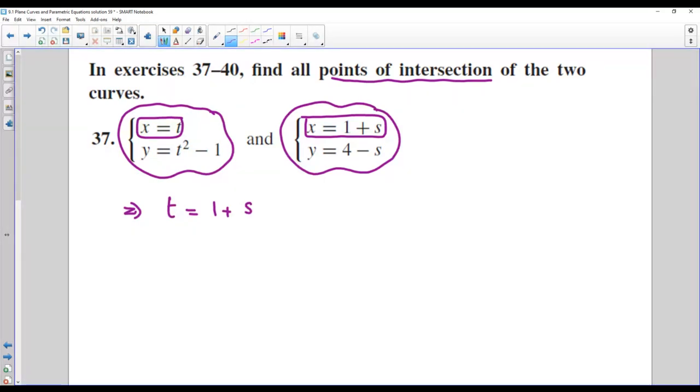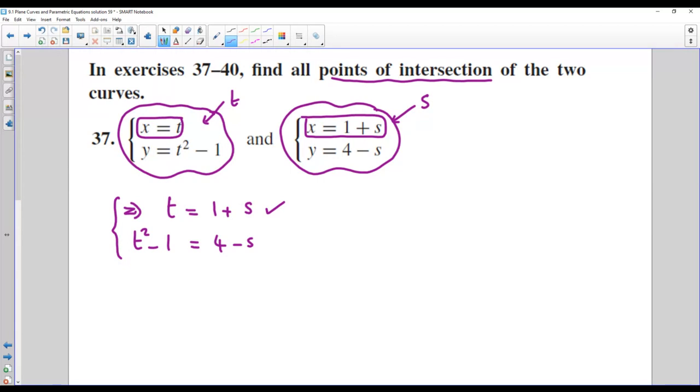Okay, thank you. All right, so what we're going to do is, the parameter here is t, the parameter here is s, so it's okay. Parameter, you can use any letter. So because x is t and also equal to 1 plus s, so I must have this. So that's our first equation. The second equation is t squared minus 1 must also be equal to what? What do you think I should write? 4 minus s. Yes, thank you. 4 minus s.